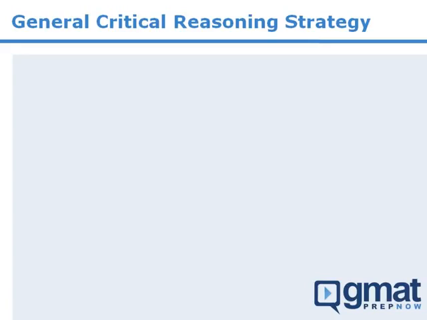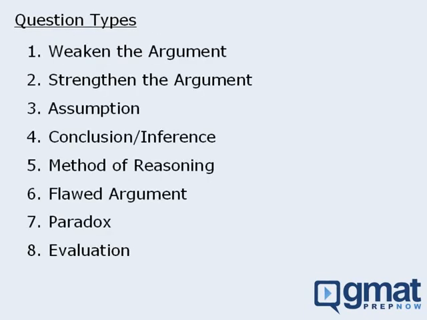Although the number of argument topics may be unlimited, the number of question types is not. The truth is that almost all critical reasoning questions on the GMAT fall into one of the following categories, and each category has its own strategy. Now, it's important to note that each question type requires us to perform a different set of tasks. For example, one question type requires us to identify a new premise that will weaken the argument. Another question type requires us to identify an unstated assumption in the argument, and another question type requires us to identify a conclusion that must follow from the given premises.